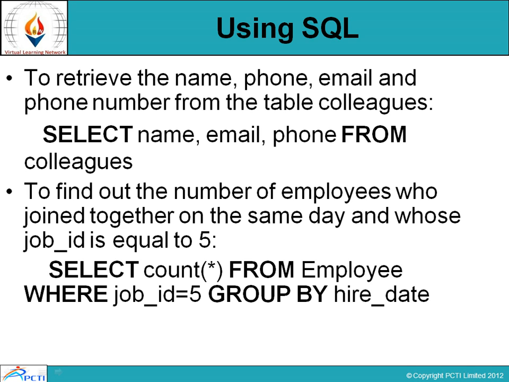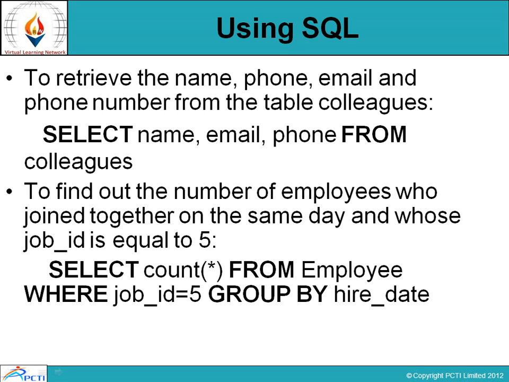First of all, using SQL. To retrieve the name, email and phone number from the table colleagues, we can use select name, email, phone from colleague. This select statement fetches different records from the table. SQL is Structured Query Language, through which we can access or manipulate the data in the database.